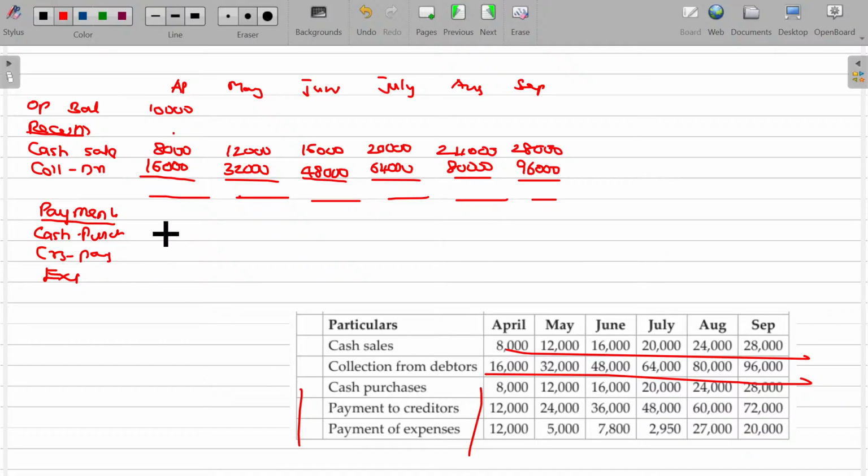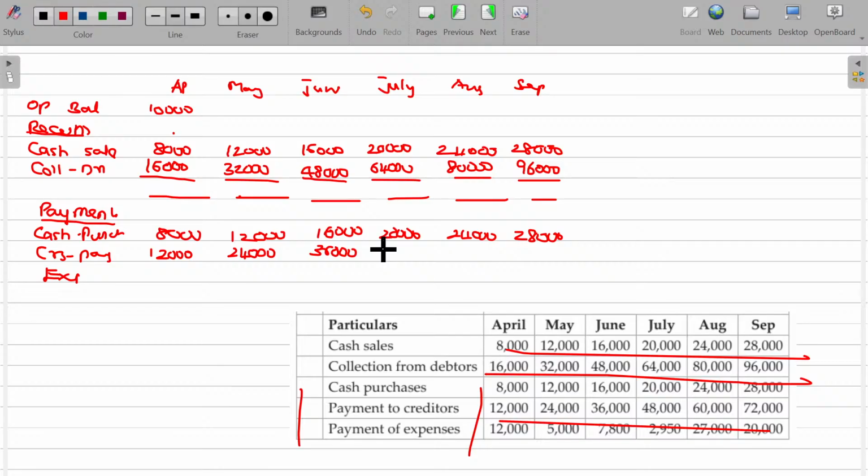Similarly, these things, expenses: 8,000, 12,000, 16,000, 20,000, 24,000, 28,000, and 12,000, 24,000, 36,000, 48,000, 60,000, 72,000, 12,000, 5,000, 7,800, 2,950, 27,000, 20,000.